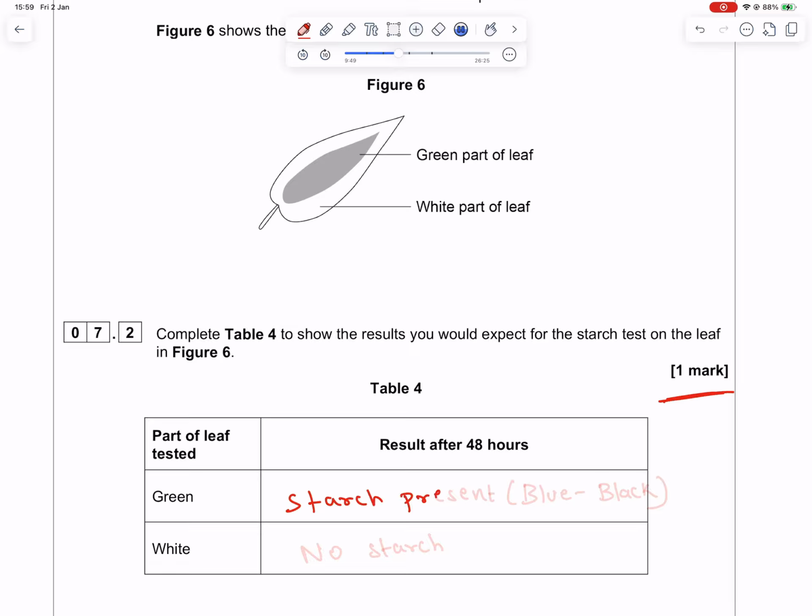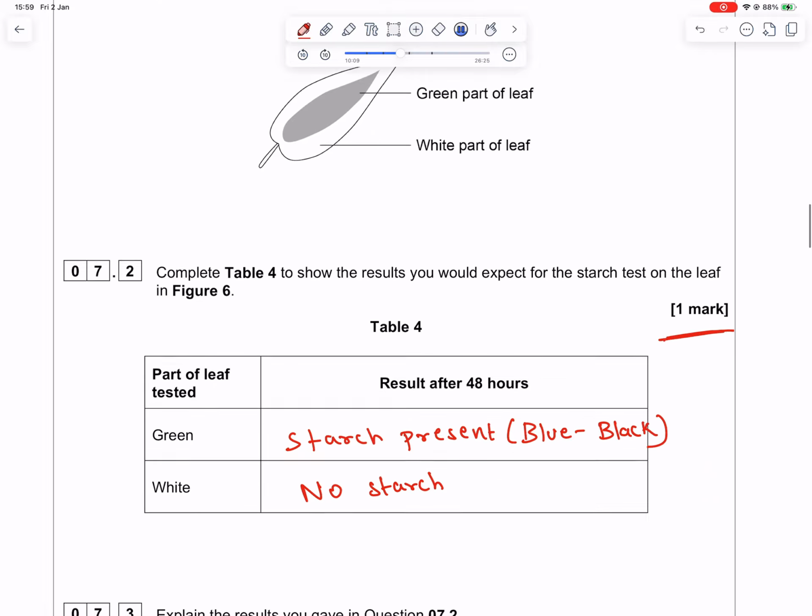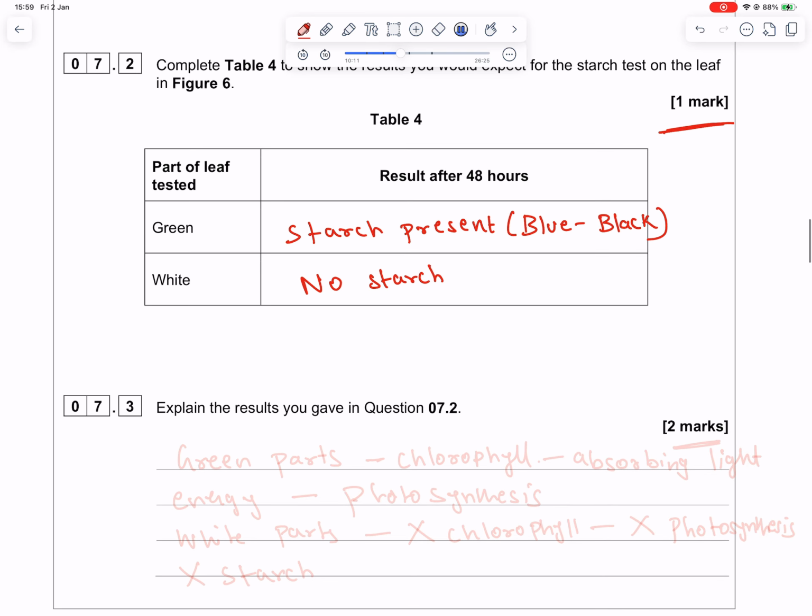So in the green part, we are going to write starch present. And remember, just writing starch present is not going to be enough. We're going to write the color blue-black. And then the white part, there is no starch. Please do not write that the white part has less starch. That's a common mistake. You have to clearly mention that the white part has no starch.